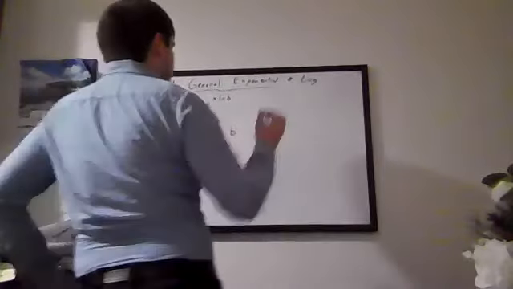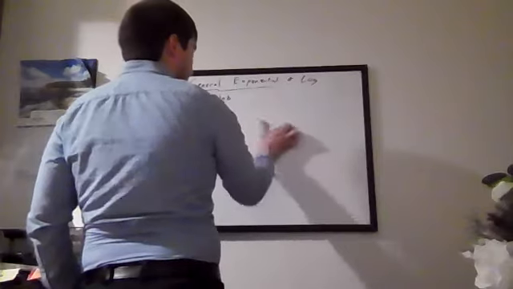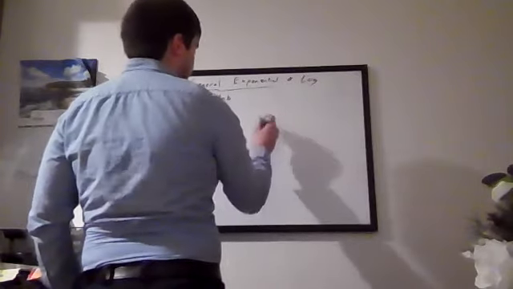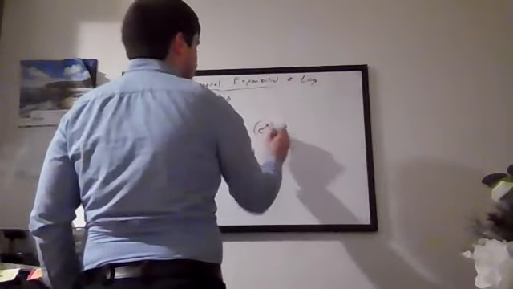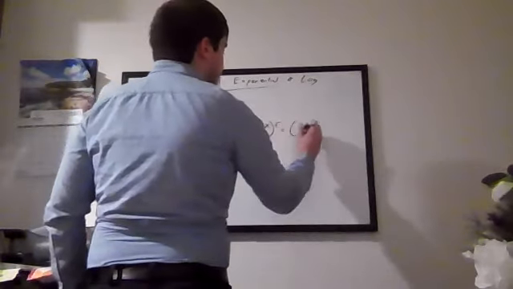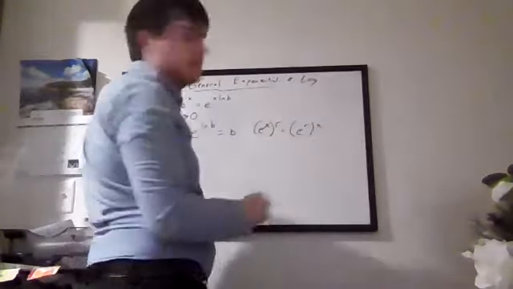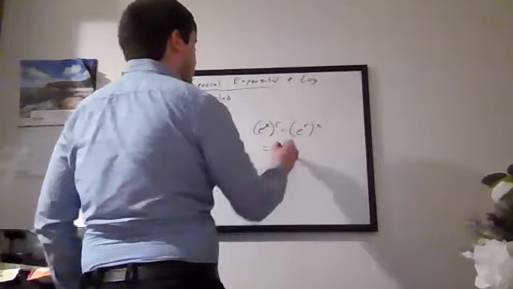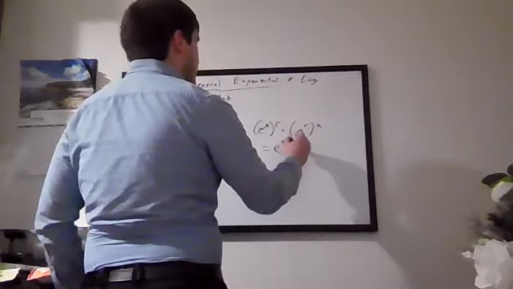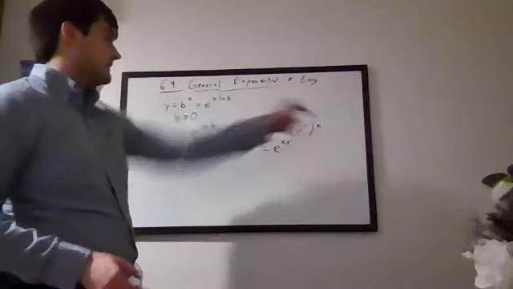Now, remember also our rule with e. If I have e to the x, and then I raise it to some r power, or if I take e to the r and raise it to some x power, what's going to happen is this is going to end up being e to the x times r, or r times x. Basically, I can take the powers and I can multiply them together.